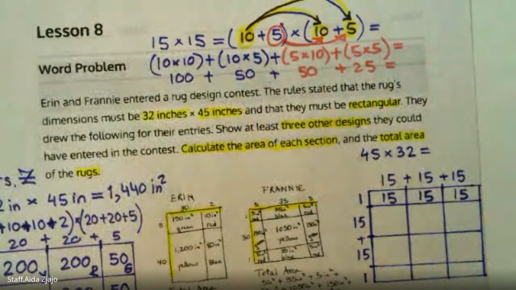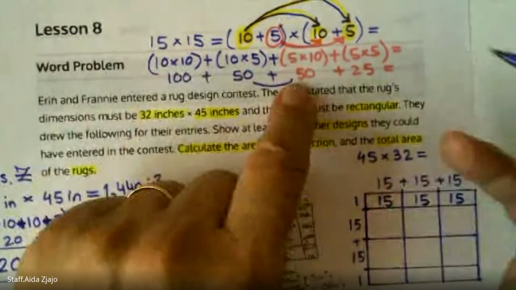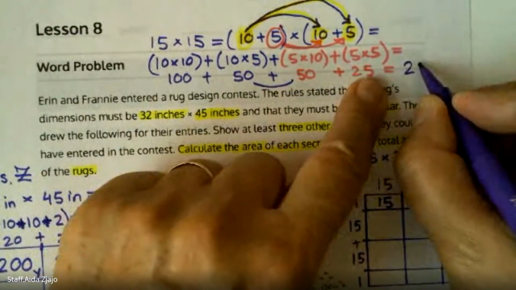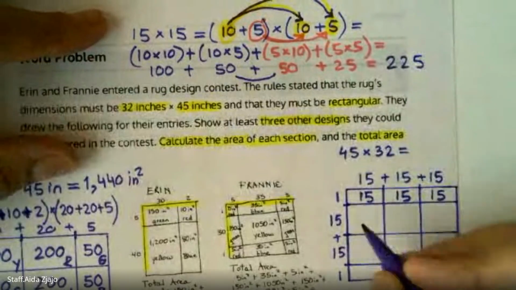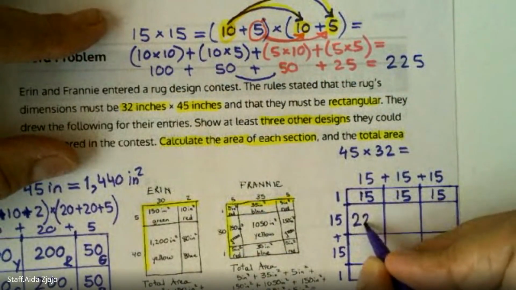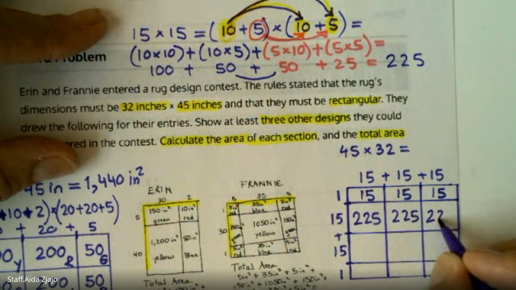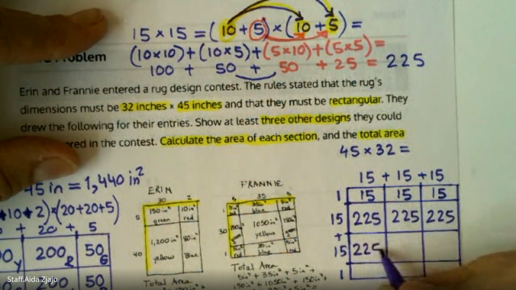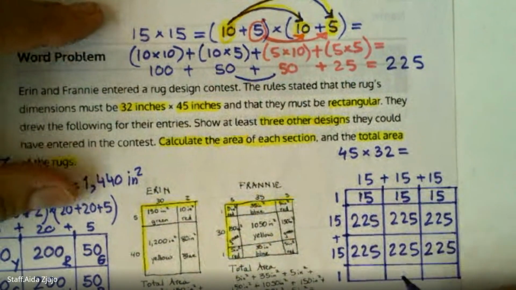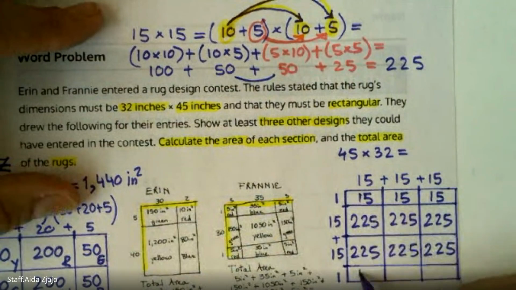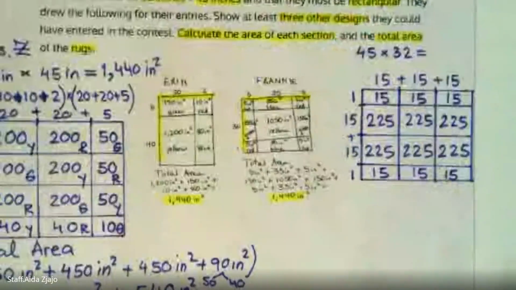Okay, let's add all that together. 50 and 50, they make 100. So 100 plus 100, 200. Plus 25 is 225. So 15 times 15 is 225. Again, 15 times 15 is 225. That is 1 times 15 is 15, 1 times 15 is 15, and that is another design.